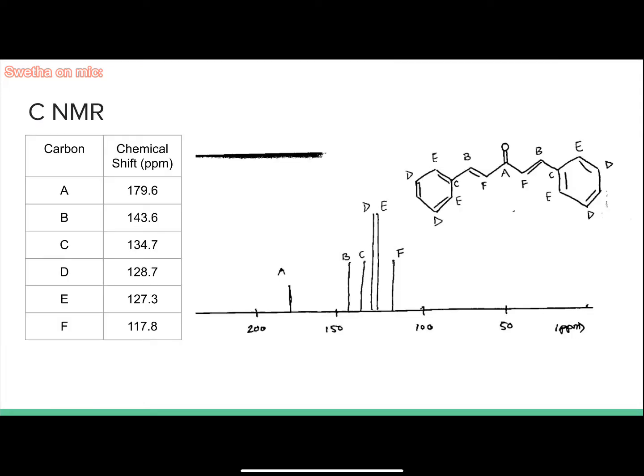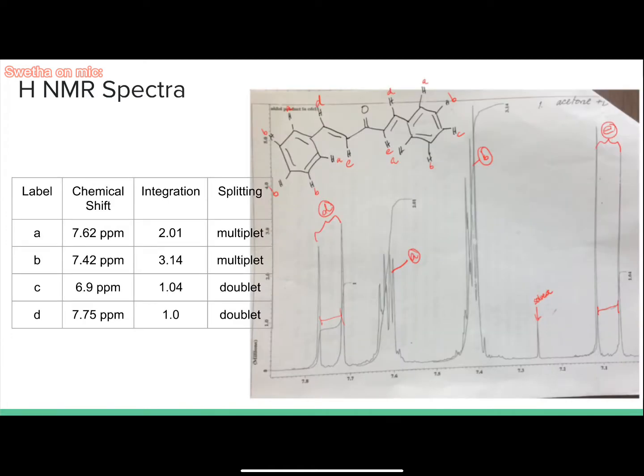The carbon NMR shows 6 unique carbons. Carbon A shows a chemical shift of 179.6 ppm. Carbon B has a chemical shift of 143.6 ppm. Carbon C has a chemical shift of 134.7 ppm. Carbon D has a chemical shift of 128.7 ppm. Carbon E has a chemical shift of 127.3 ppm. And finally, carbon F has a chemical shift of 117.8 ppm. There are 4 significant peaks in the HNMR of this product.